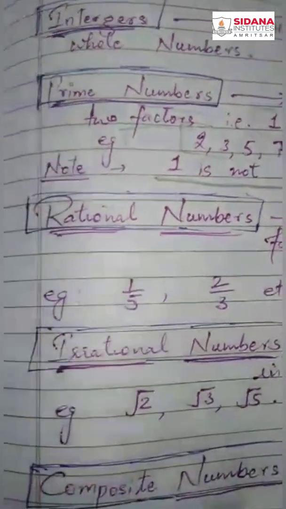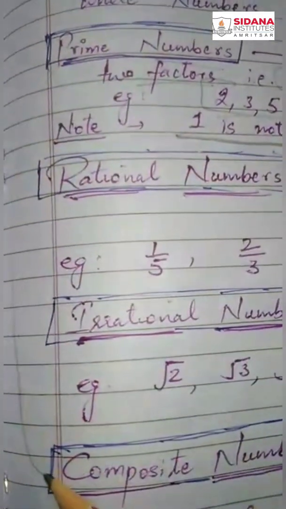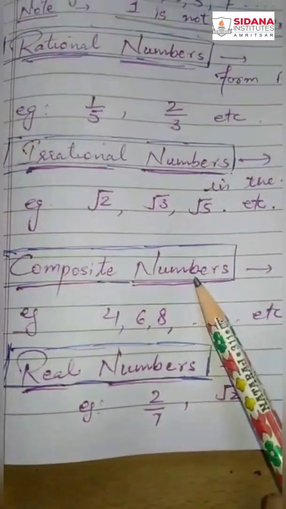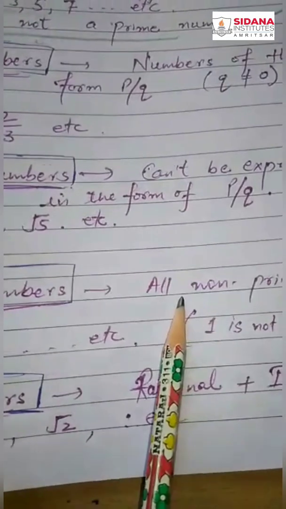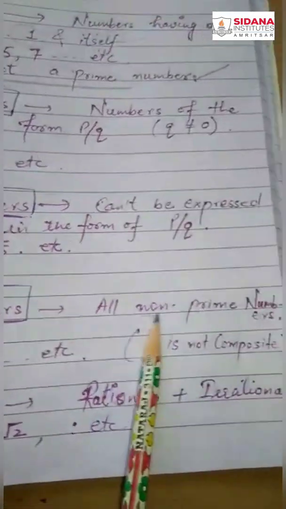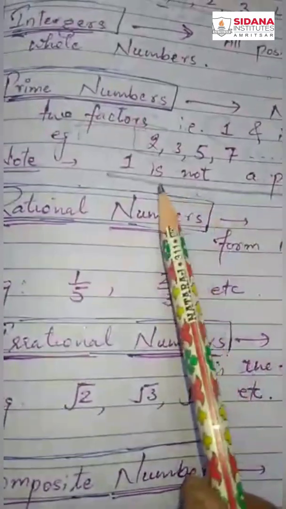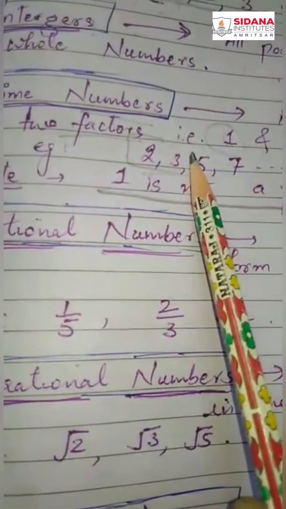Now opposite to prime numbers, next is composite numbers that I have written at the last. What are composite numbers? Those that are not prime are composite. All the non-prime numbers, meaning the numbers left after excluding prime numbers. Suppose we have 4.